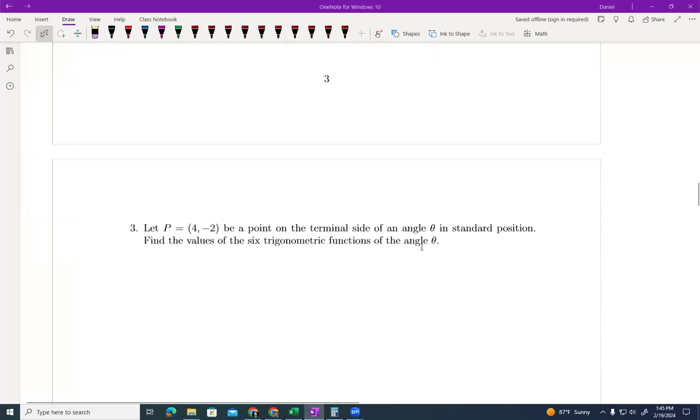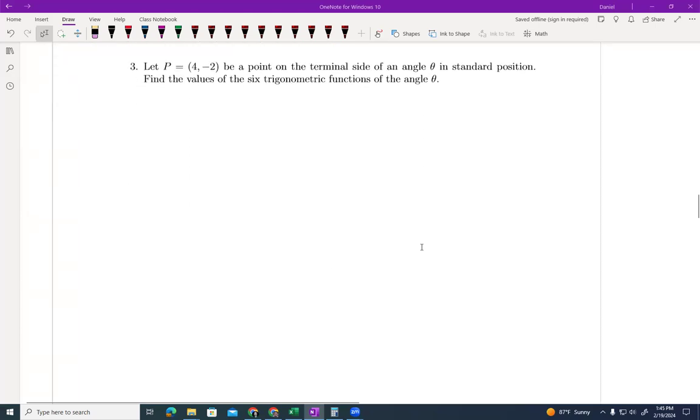Okay, let's go on to problem 3. So we have this point (4, -2) on the terminal side of an angle theta in standard position. Find the values of the 6 trigonometric functions of the angle theta. All right, so let's go ahead and draw this point in here just for fun. So (4, -2), let's say it's about right there. This is on the angle theta right over here. We didn't really need to draw that angle, but whatever.